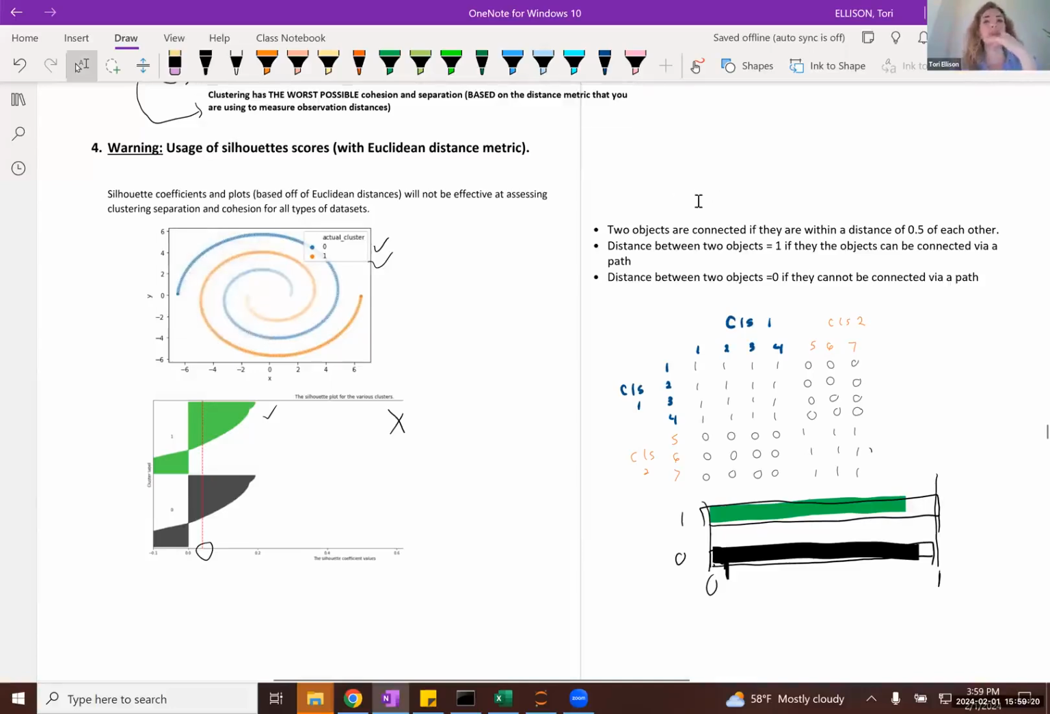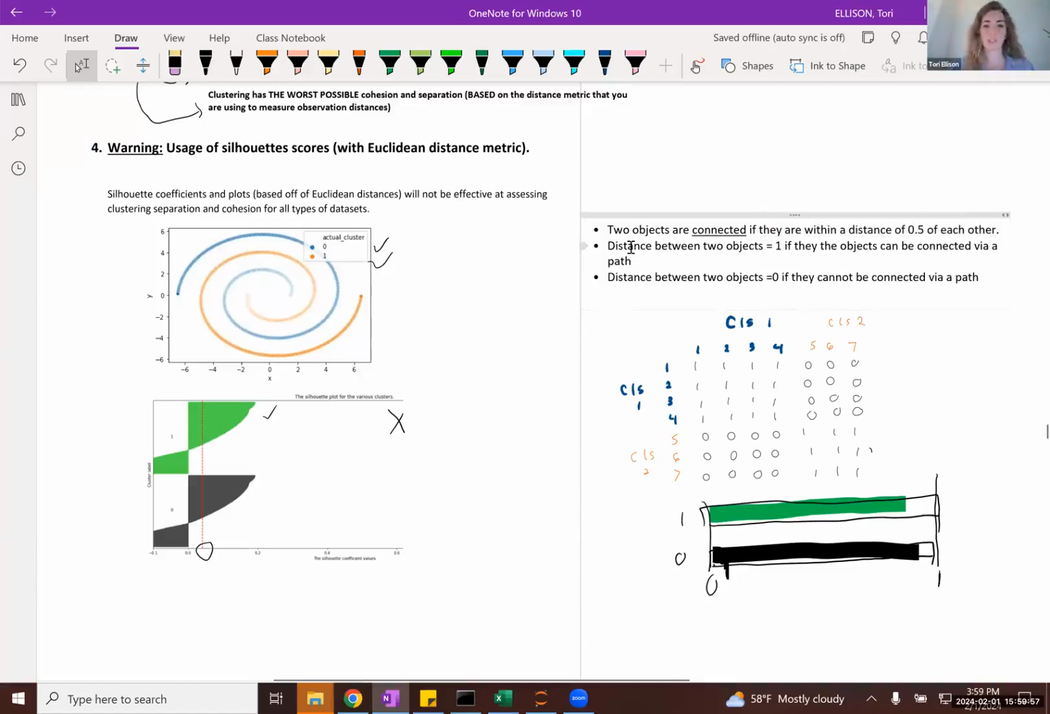So for instance, we can use a connected graph-based definition to help us more effectively identify the high amount of cohesion and separation that we're seeing with our eyes. We might determine that 2 observations in this data set are similar by first defining this notion of connected. We say that 2 objects are connected if they are within a distance of 0.5 of each other.